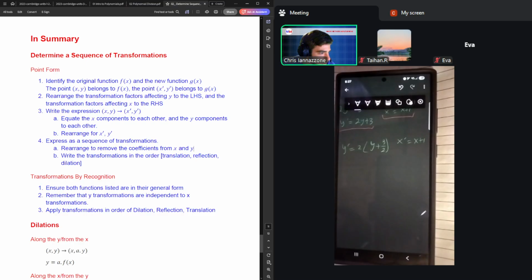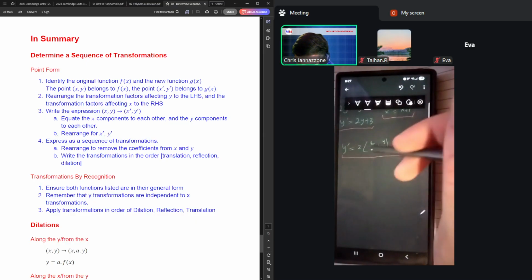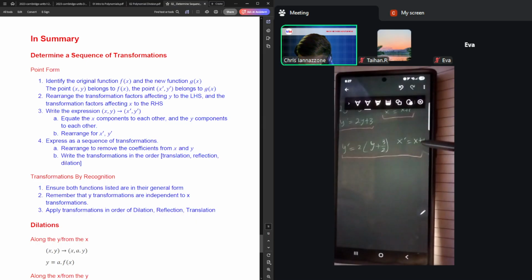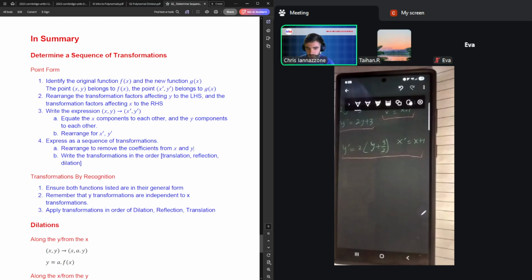All we're going to do now is express our sequence of transformations in English. This set of statements is the transformations. This is the new y and what you're doing to the old y. This is the new x and what you're doing to the old x to get there. We're going to use English to try and describe it. How might we do that?